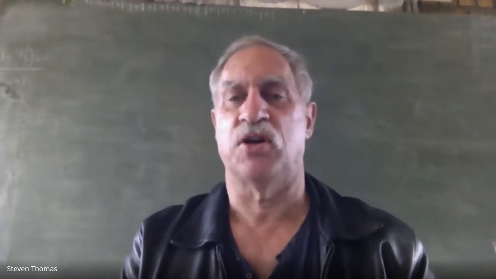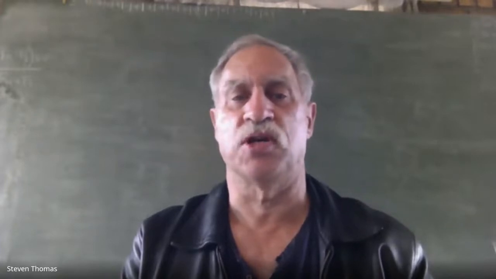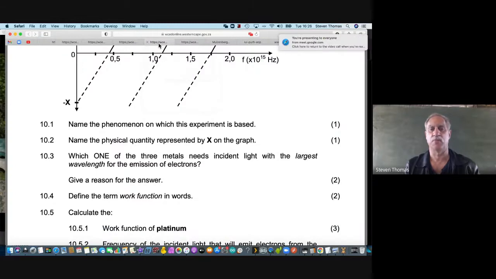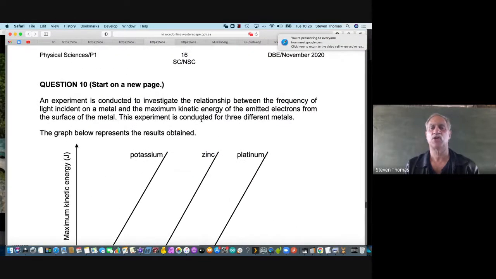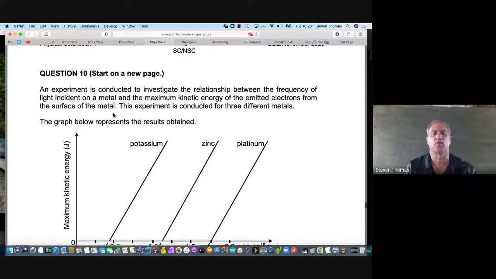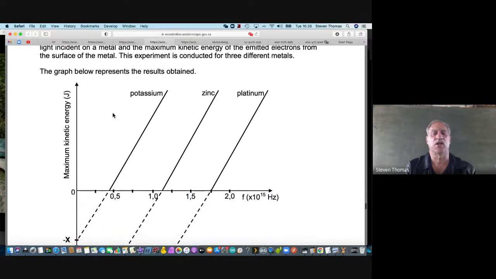So let's go to the 2020 paper. This is question 10. An experiment is conducted to investigate the relationship between the frequency of light incident on a metal and the maximum kinetic energy of the emitted electrons from the surface of the metal. The experiment is conducted for 3 different metals, and here it's got energy.